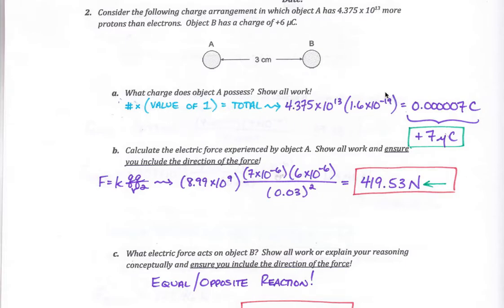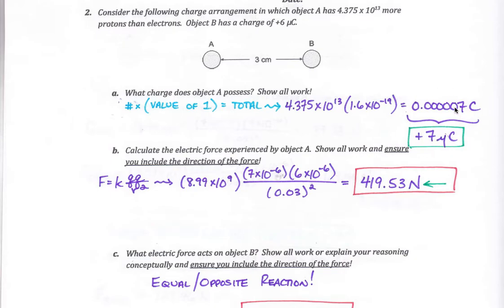So I'll use the value of 1 proton, which is just the positive version of the elementary charge. And when I multiply these two, I can get my total charge. Plugging this into my calculator gives me 0.000007 coulombs, which is also 7 microcoulombs, or 7 times 10 to the negative 6. Those are 3 ways to write that number.